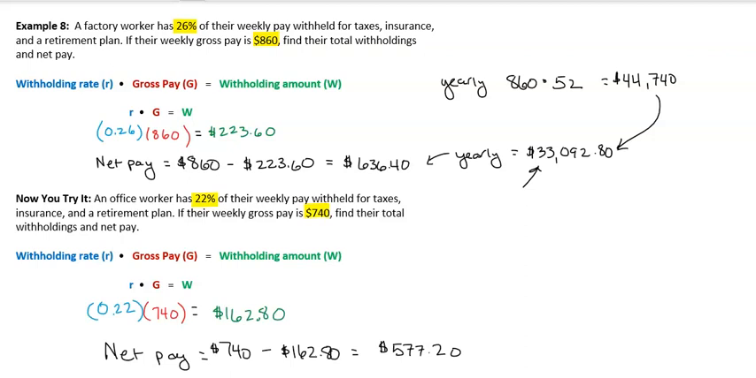Okay, so we've got 22% of weekly gross pay of $740. So 0.22 times 740 is $162.80. So the net pay is going to be the 740 minus the withholdings, and that's going to give you $577.20.